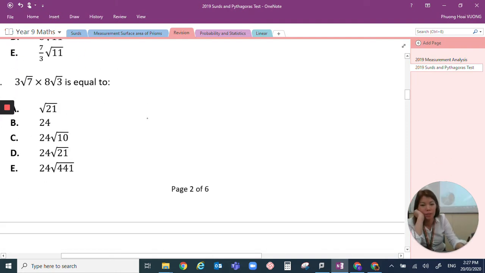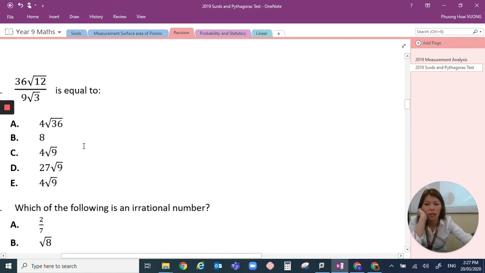Keep the outer numbers together. So we have 3 times 8. And the inside numbers together, 7 times 3. We have 24 square root 21. And the answer is T.